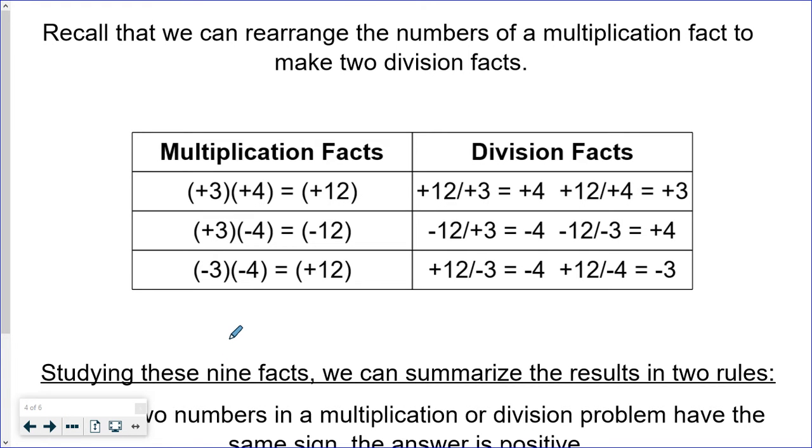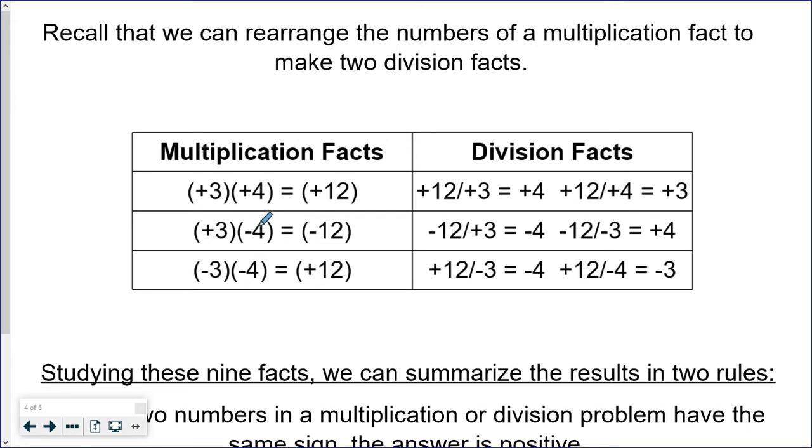So let's take a look at some fact families for a moment. We're going to recall that when we arrange the numbers in the multiplication fact, you can make two division facts as well. So I have positive 3 times positive 4 is going to give me a positive 12. If I use these exact three numbers in a fact family, positive 12 divided by a positive 3 is going to give me a positive 4. Or if I switch that around, if I take my positive 12 and divide it by my positive 4, the answer is going to be a positive 3.